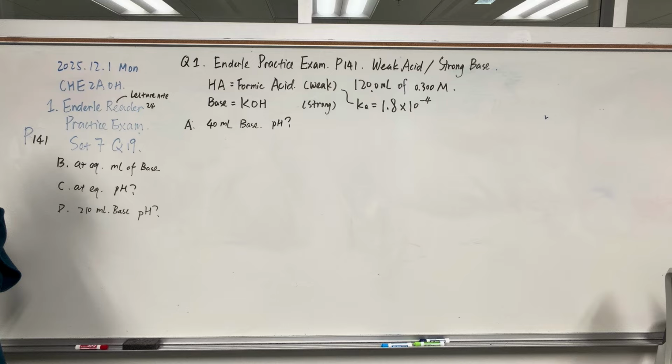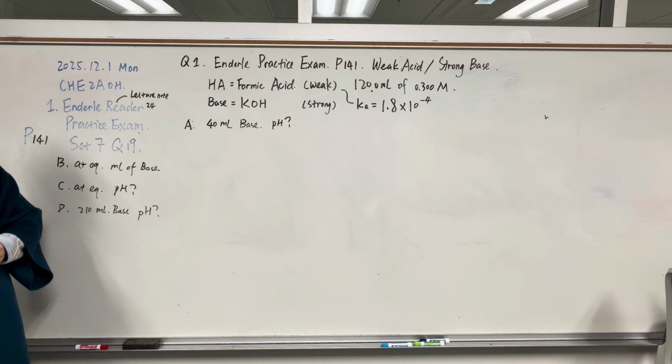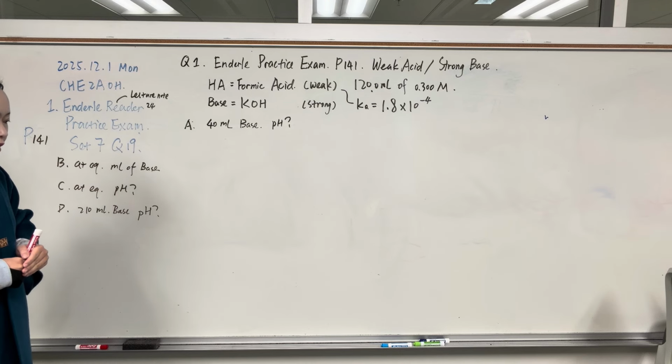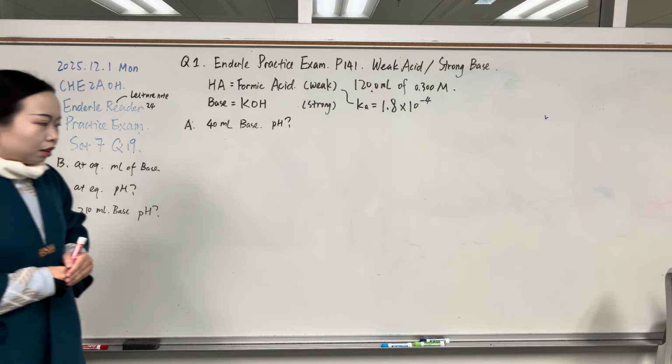So we are now going over the practice exam. I think it's page 141. It's a long question. Specifically, it's related to my lecture notes 24, where I went through a similar type of question, which is a weak acid and strong base titration. Two of the common questions being asked are when to use an ICE table, when not to, and sometimes I need to use the stoichiometry table first and then the ICE table.